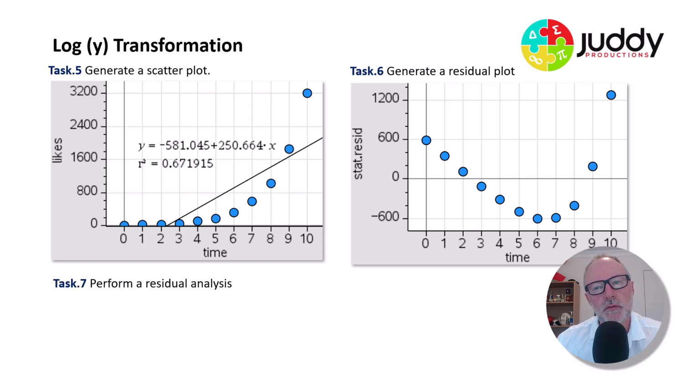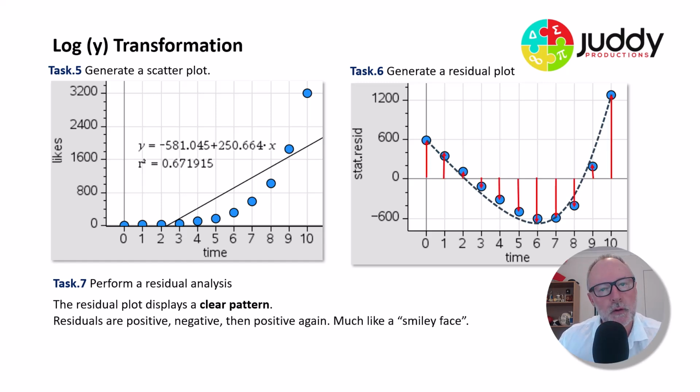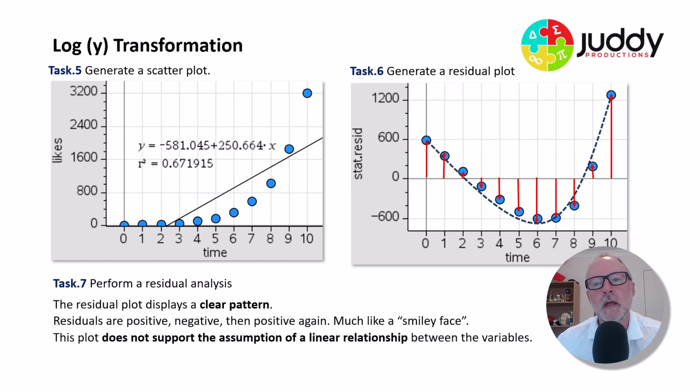Task 7, perform a residual analysis. So this plot displays a clear pattern. The residuals are positive, then negative, and positive again, much like a smiley face. This plot does not support the assumption of a linear relationship between the variables. We always go into a residual analysis assuming the data is linear until we can look at our residual plot. Okay, so this doesn't look like a linear relationship at all.